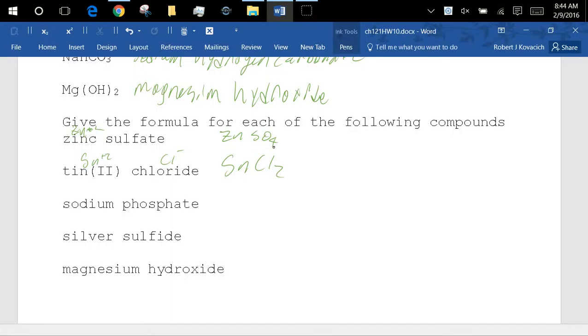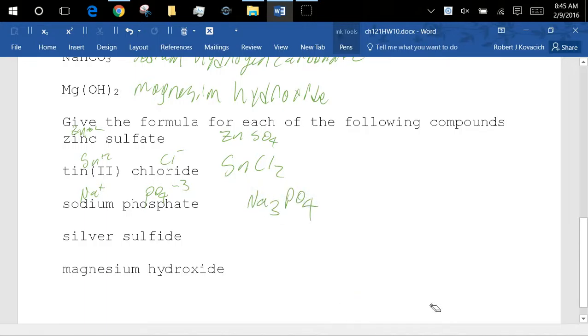All right, how about the sodium phosphate? So I've got a sodium, right? It's got a plus charge. What about the phosphate? What's its charge? It's -3. Okay, so how do I put those things together? There's gotta be three sodiums, yeah.